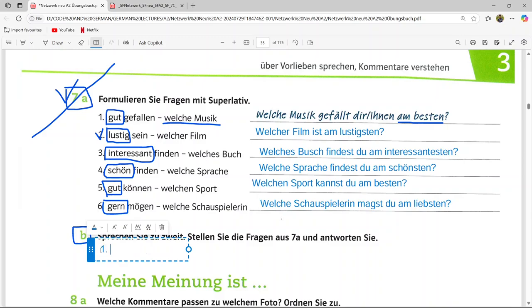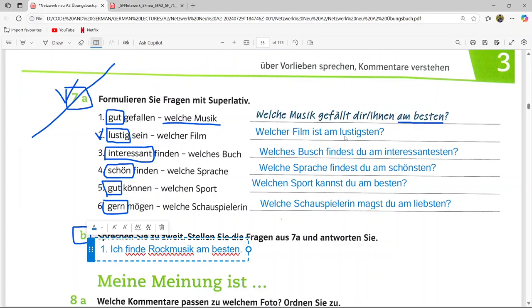Possible answer could be like this, that first one, welche Musik gefällt dir am besten? So which music you like the most? So your friend might answer like this, ich finde Rockmusik am besten. I find the rock music the best. Okay, he or she might say that I like the classical music the best, or like this. Okay, so one of the answers.